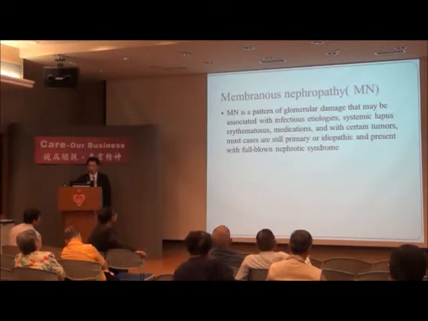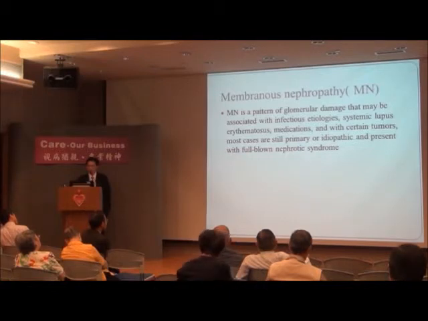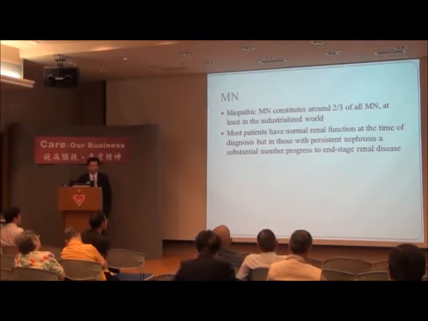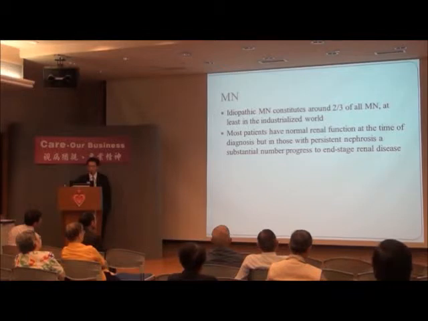Then we come to membranous nephropathy. MN is a pattern of glomerular damage that may be associated with infectious etiologies, SLE, medications, or certain tumors, and most cases are still primary or idiopathic and present with a full-blown nephrotic syndrome. Idiopathic membranous nephropathy constitutes around 2/3 of all MN in the industrialized world. Most patients have normal renal function at the time of diagnosis, but those with persistent nephrosis or substantial proteinuria may progress to end-stage renal disease.